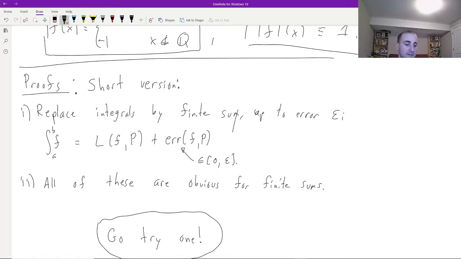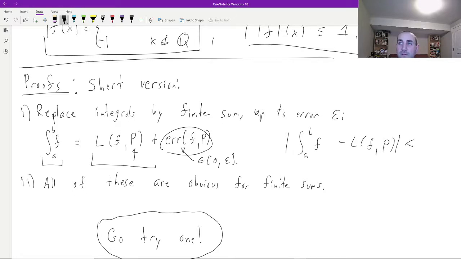The first thing is that all of these proofs really have two steps. The first step is that we can replace integrals by finite sums up to some error. That is, for every epsilon greater than 0, there exists some partition P, so that the integral from a to b of f is equal to this lower function, L of f, P, plus some small number. I'm making up notation and calling that the error of f, P, which we know is between 0 and epsilon. Another way of writing this in notation that's a little bit more familiar, but I think less useful, is that the difference between the integral and this lower function is less than epsilon in absolute value.